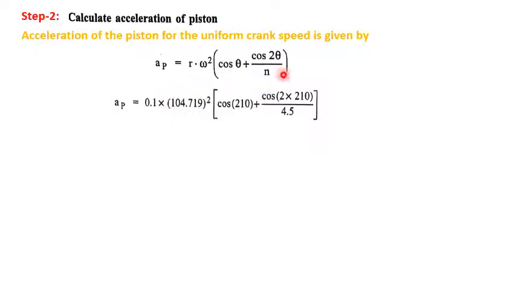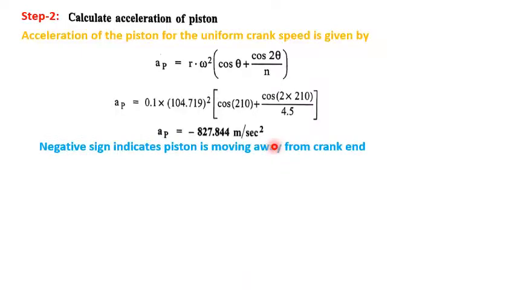After substituting all the values, we simplify this. After simplification, we got acceleration minus 827.844 meter per second square. Here also the sign of the acceleration is important. If it is a positive value, it indicates that the piston is moving towards the crank end. Since we got a negative value, the piston is moving away from the crank end. So that is the indication of this sign. So the second unknown is over.